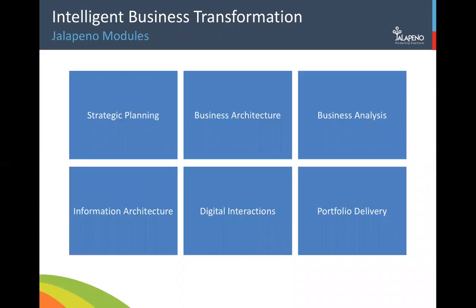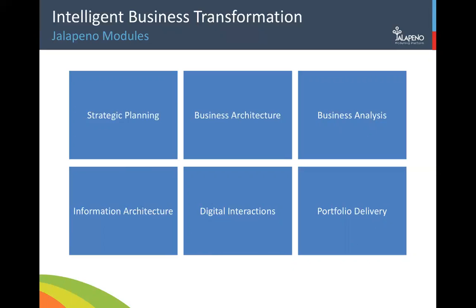These are the following 6 modules within the Jalapeno tooling. We cover the strategic planning, business architecture, business analysis domain, the full suite of process modeling, use cases, requirements, and so on, information modeling, digital interactions, so turning your end-to-end interactions onto a digital platform, and then the delivery of those through either a waterfall, but more likely an agile delivery approach.